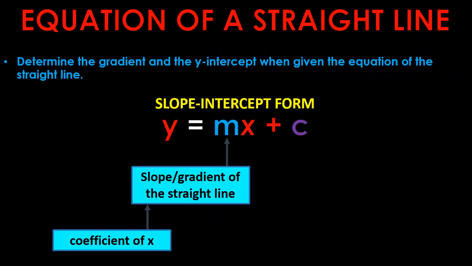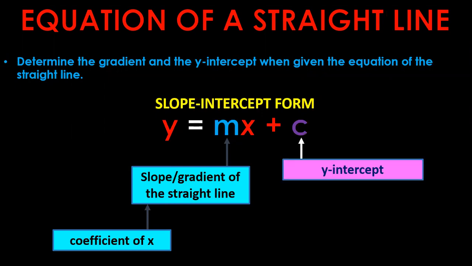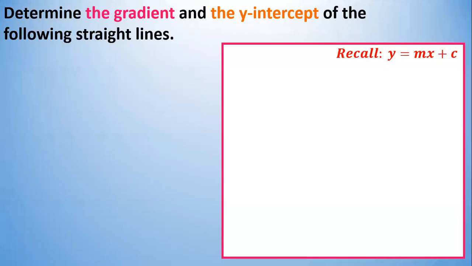Let us look at c. c is the y-intercept, and c is also a constant. Let us look at a few examples. Determine the gradient and the y-intercept of the following straight lines. Example 1. y is equal to 3x minus 4.